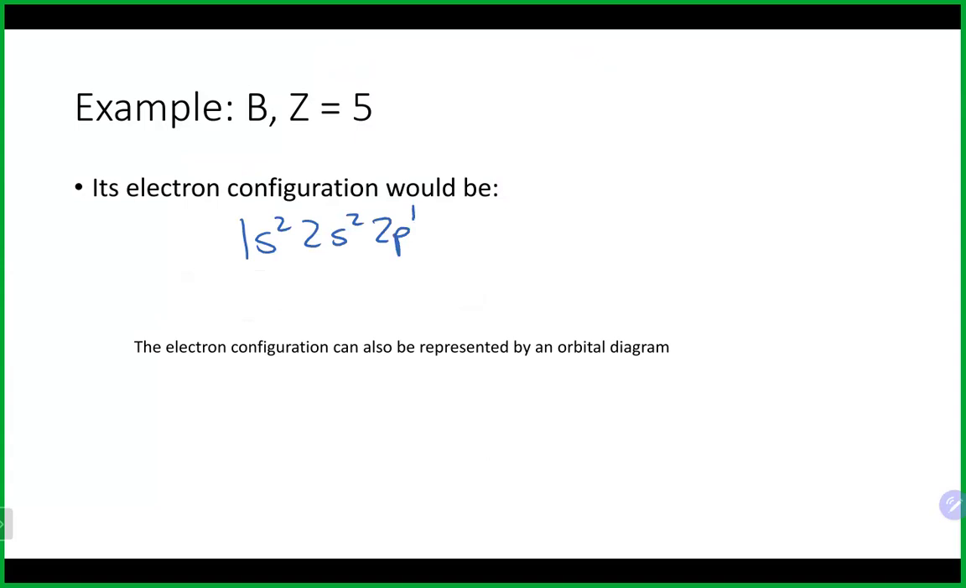How many electrons do I have on the second energy level? Anyone? How many do I have on the second energy level?